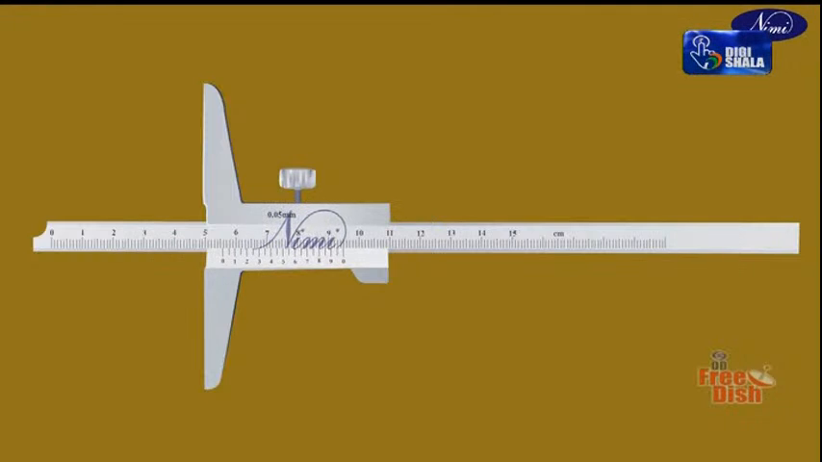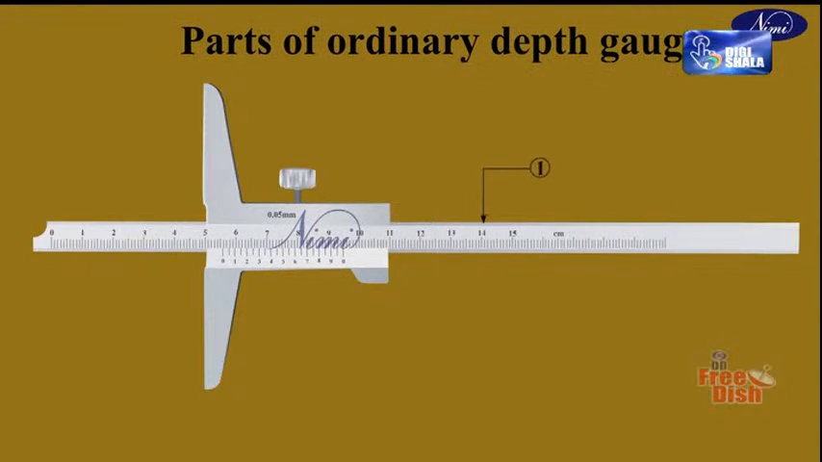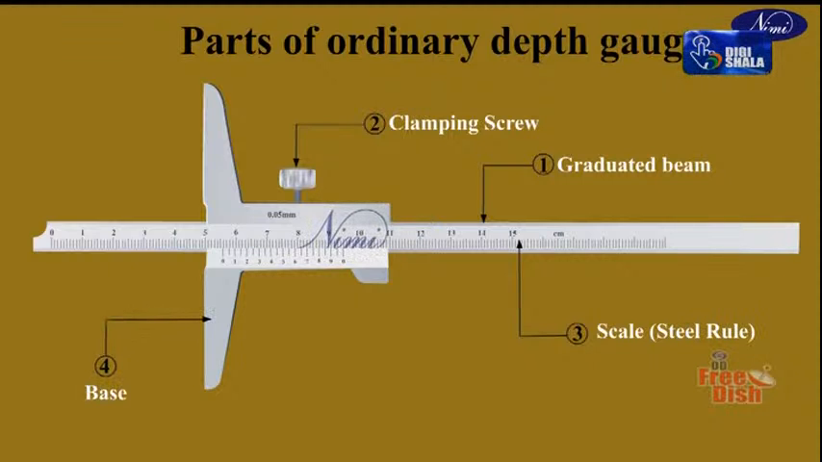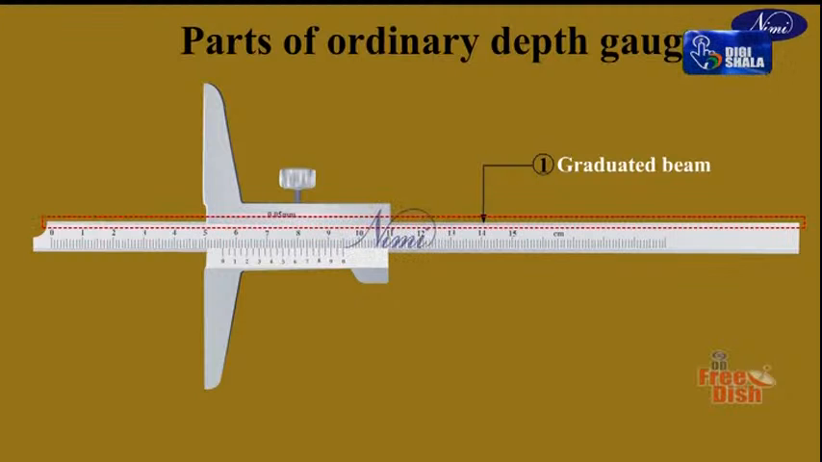Next, we will see the parts of ordinary depth gauge. Number 1, graduated beam. Number 2, clamping screw. Number 3, scale, that is steel rule. Number 4, base. Now we will see them one by one in detail. Number 1, graduated beam. The beam with main scale graduation is the sliding member or part. This graduated beam is available in the range of 0 to 200 mm.